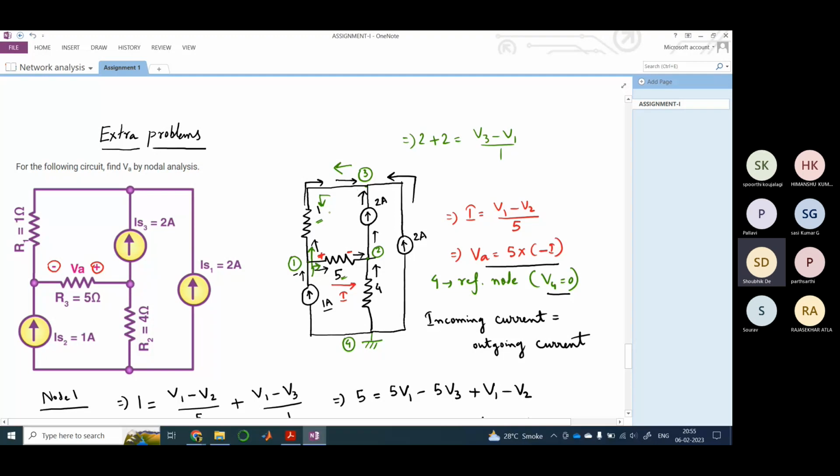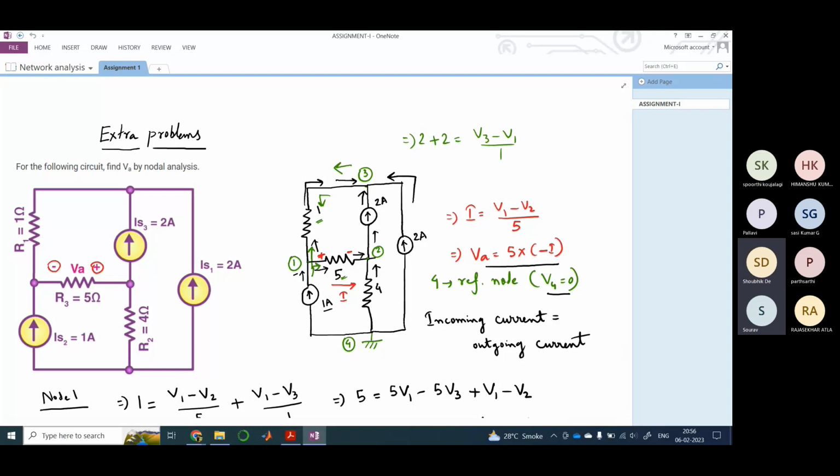The potential divider, whatever you may say, and then calculate the current flowing through the 1 ohm resistance and the 5 ohm resistance. But since you have two other current sources, it would become complex. That is why the best thing is to use nodal analysis or KVL to solve this kind of question. So I was saying, we have 2 ampere and 2 ampere, two current sources over here, right?